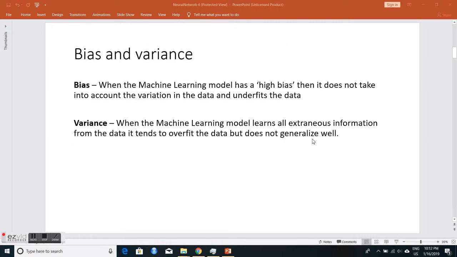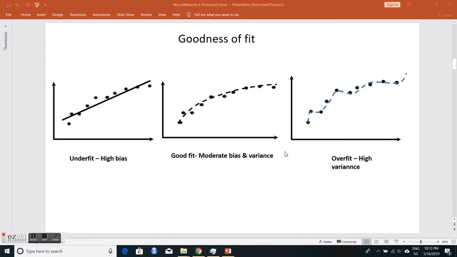Now let us look at two common terms used in machine learning and also in deep learning: bias and variance. When a machine learning model has a high bias, that model does not take into account the variation in the data and is said to underfit the data. A model is said to have high variance when it learns all the extraneous information, even the noise, and tends to overfit the data, but does not generalize well. So we have these two terms, bias and variance, and something very important is the bias and variance trade-off.